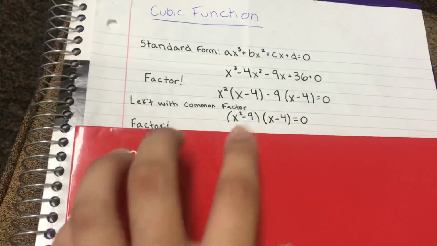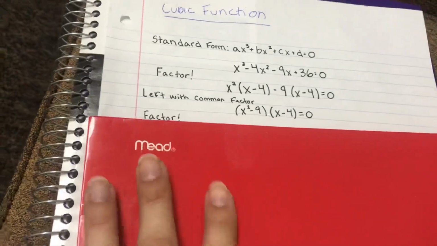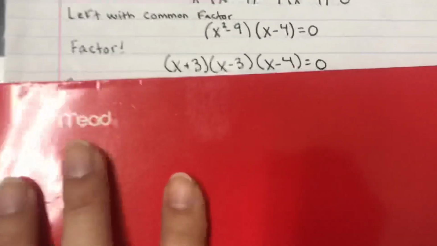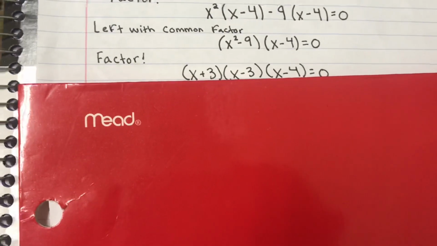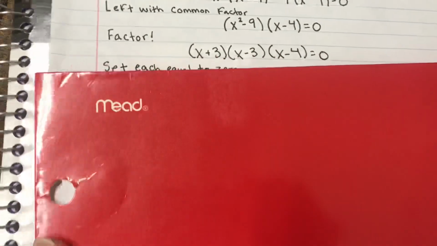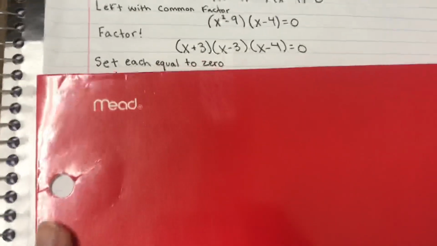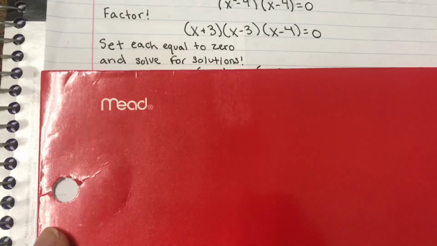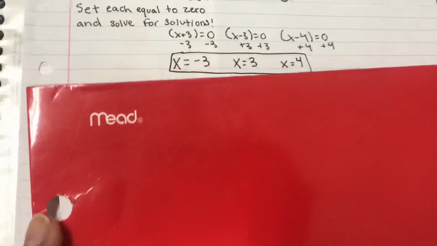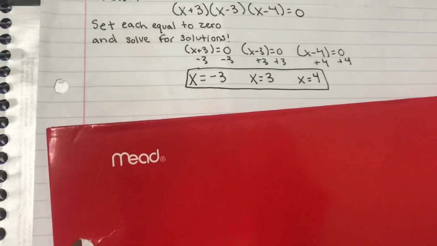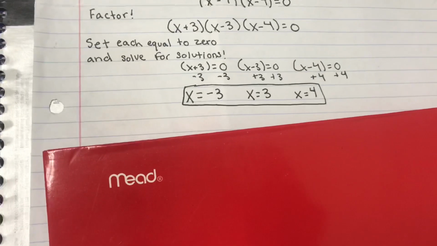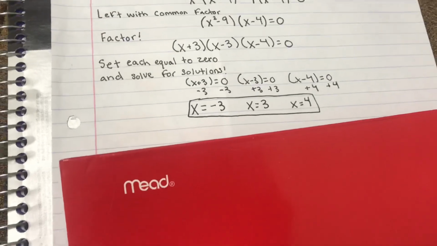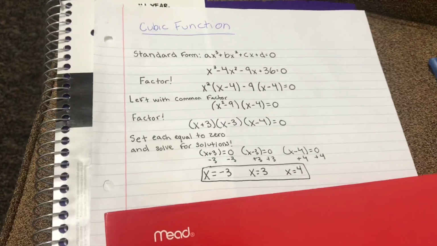And then we can see again that we can factor the x squared minus 9. So after we do that, we're left with x plus 3 in parentheses, x minus 3 in parentheses, and then an x minus 4 in parentheses. So our last step is going to be to set each of them equal to 0 and solve for the solutions. And so after doing that, we get x equals negative 3, x equals 3, and x equals 4. So now I'm going to bring it back over to Jacob, and he's going to explain how we can see cubic functions in the business world.